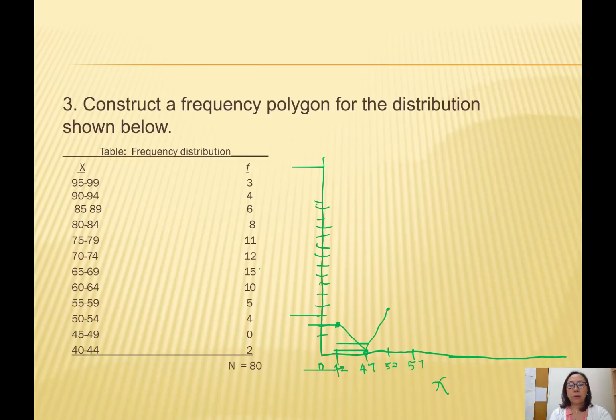We also want to make sure that once we're done, we connect it with a dotted line to anchor it down to the horizontal line, or a solid line somewhere with 2 dashes. So see if you can try drawing the polygon.